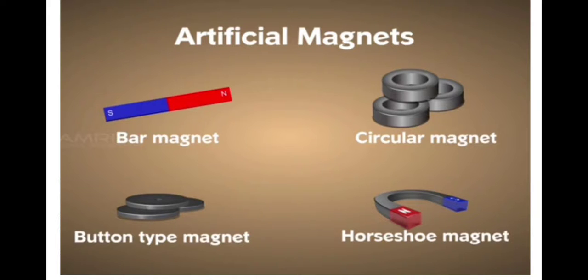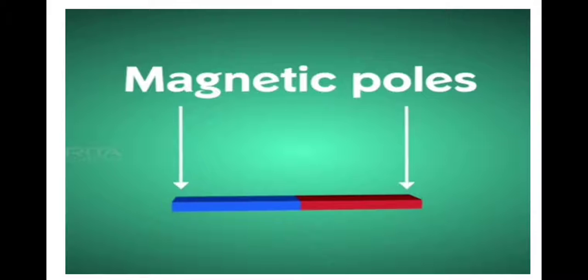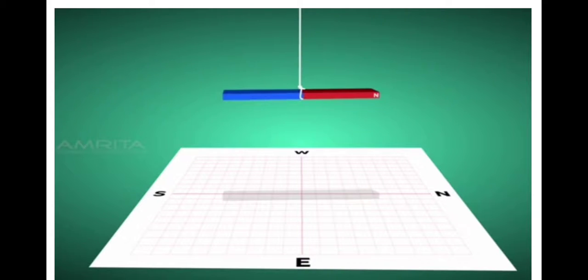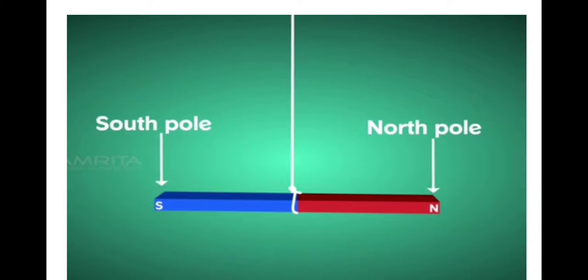Let's now learn the properties of magnets. A magnet has two ends called magnetic poles. Magnetic poles always exist in pairs. When a bar magnet is suspended freely from its center by a thread, one end of the magnet points towards the north and the other end points to the south of the earth. The end that points to the north is called the north pole of the magnet, and the other end, which points towards the south, is called the south pole of the magnet.